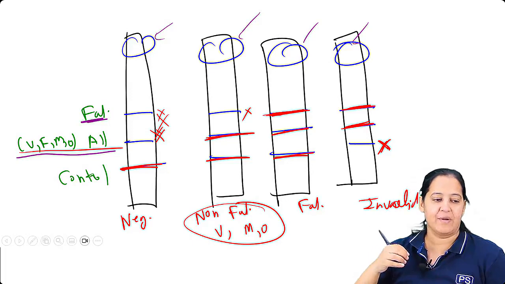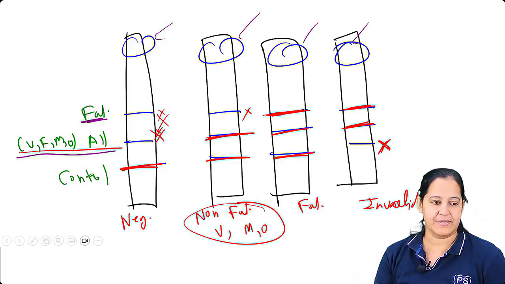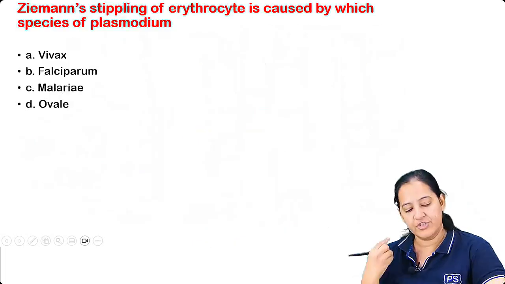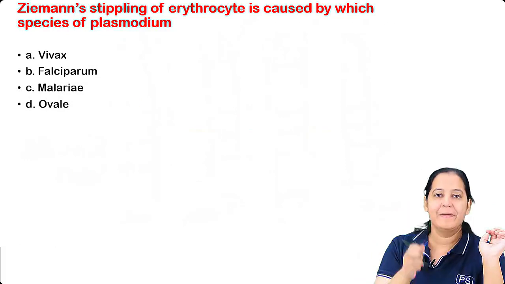So this is rapid diagnostic. This is how we come to the diagnosis. Okay. So let's move. Read the question. Tell me the answer. We are done with Plasmodium also. So tell me the answer.